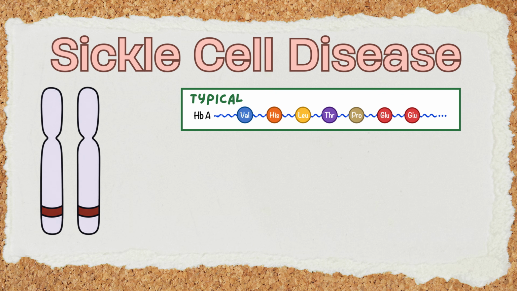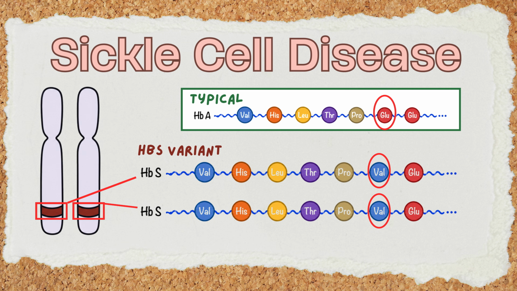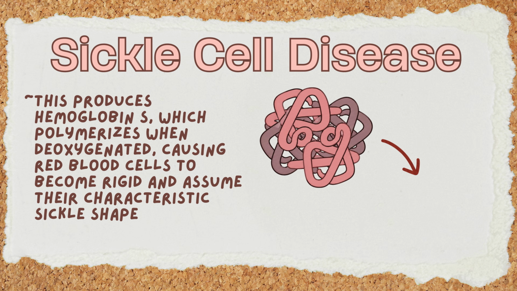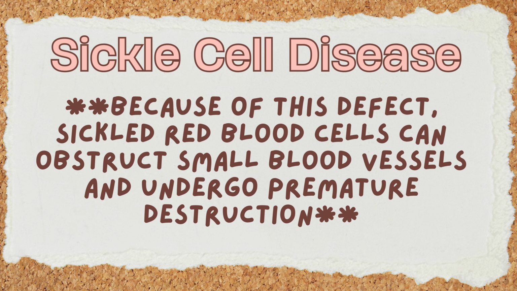The underlying pathogenic variant causes a substitution of valine for glutamic acid at position 6 of the beta globin chain. This produces hemoglobin S, which polymerizes when deoxygenated, causing red blood cells to become rigid and assume their characteristic sickle shape. Because of this defect, sickled red blood cells can obstruct small blood vessels and undergo premature destruction.